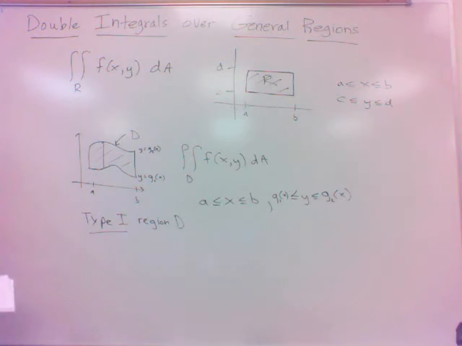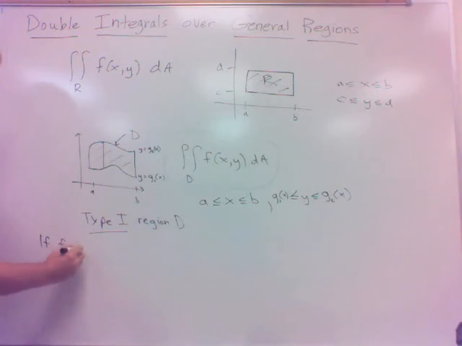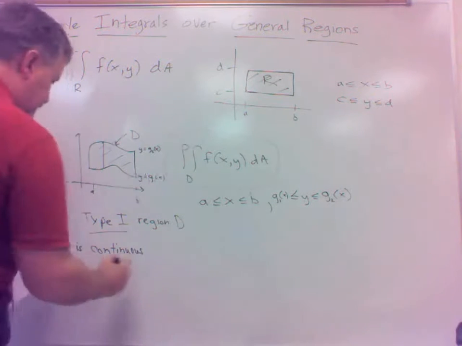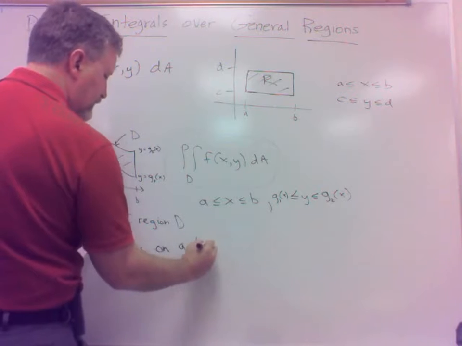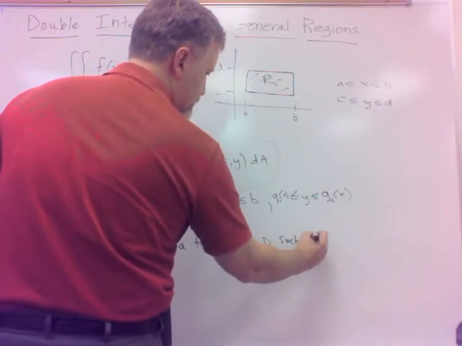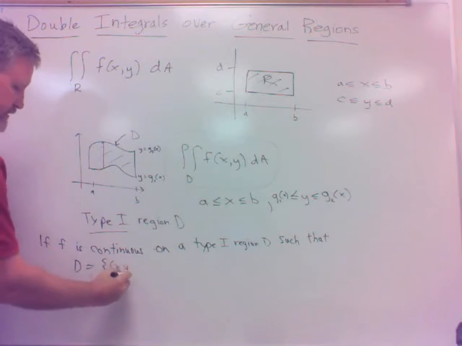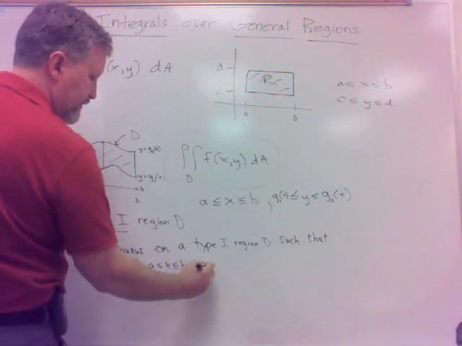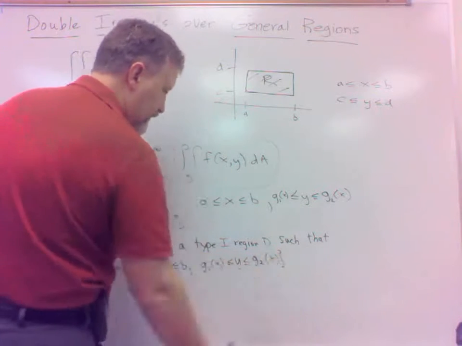All right, and so here's the story then. To evaluate this double integral, as long as f is continuous on a type 1 region D, such that D is like we described here, and the book writes it this way: D equals the (x, y) where the x's are between a and b, and the y's are between g1(x) and g2(x). Just the way the book writes it.